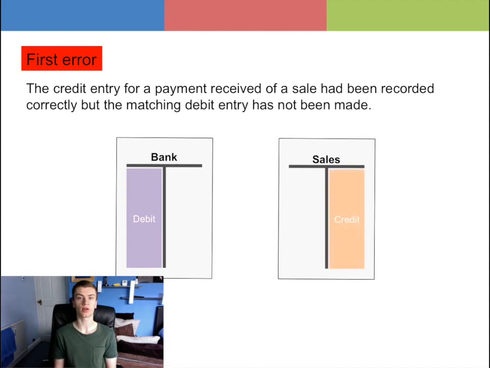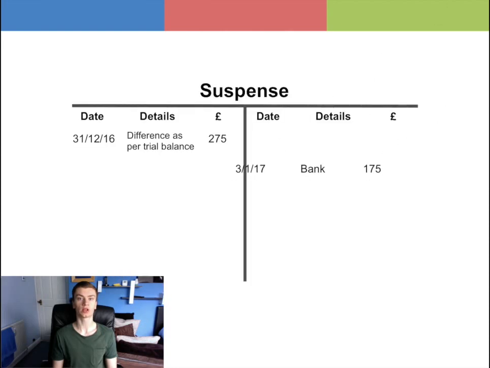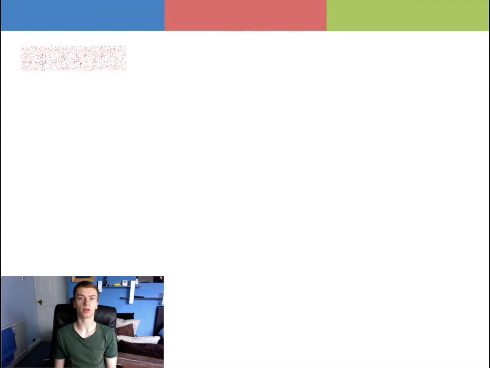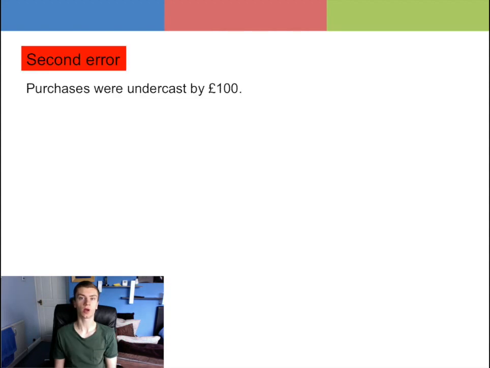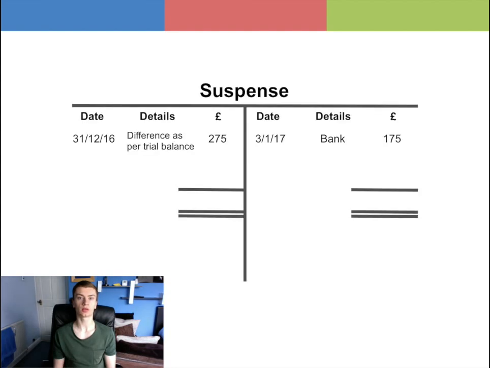It says that the credit entry was correctly made and that the debit entry has not been made, so a debit entry needs to be made to increase the bank account. Therefore, we make a credit entry of £175 in the suspense account. The second error is that purchases were undercast by £100. This means that we need to increase purchases by £100. Therefore, we make a debit entry in the purchases account and we make a credit entry in the suspense account.